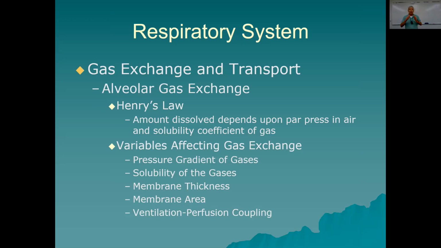If fluid builds up in your lungs, it pushes your type 1 alveolar cells away from the endothelial cells, and the respiratory membrane gets thicker and thicker. And that really slows down and decreases the rate of diffusion.